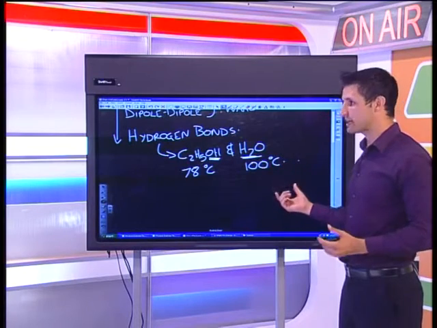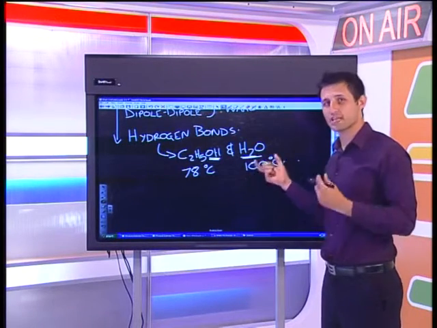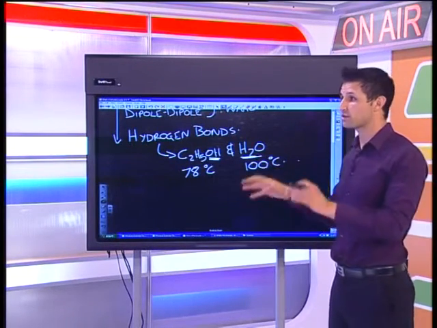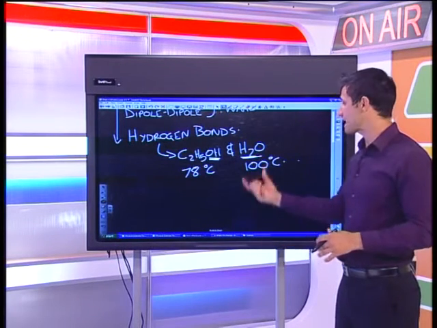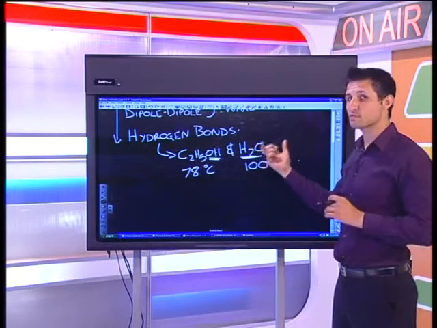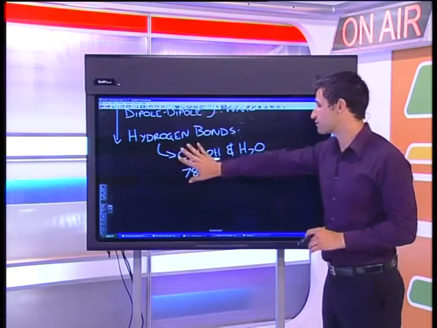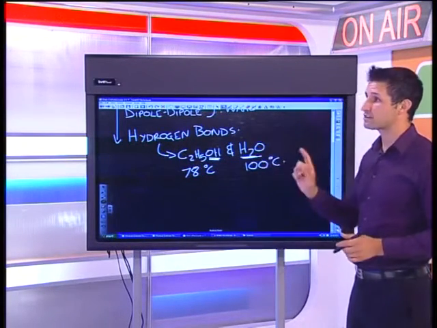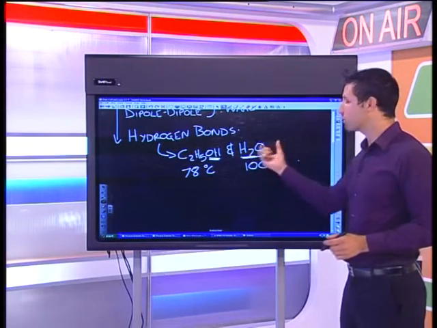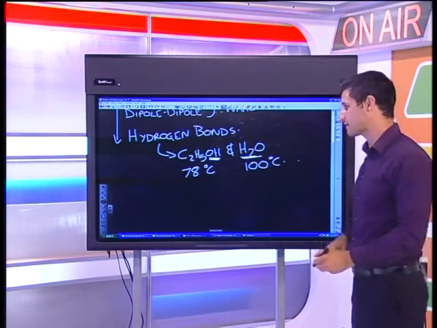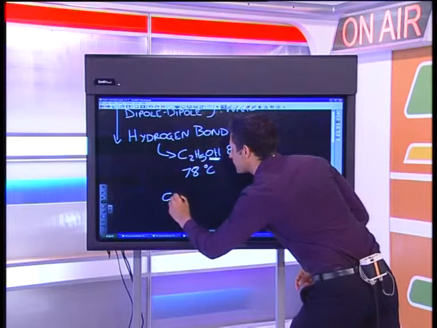The reason that I need much more temperature to boil water is because the bonds must be stronger. Okay, so the hydrogen bonding inside water is much stronger, but that's not what they're asking. We've got to take a look at the structure of ethanol and the structure of water and try and decide why water is going to bond to itself much better. So let's take a look at our structure here.